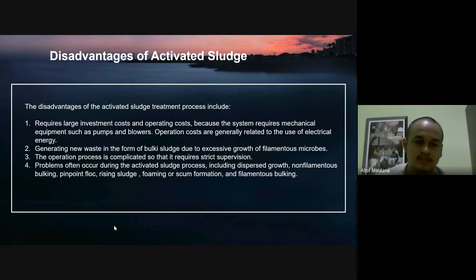Second, it generates new waste in the form of bulk sludge due to the excessive growth of filamentous microbes. Third, the operation process is complicated so it requires strict supervision. Fourth, problems often occur during the activated sludge process, including dispersed growth, non-filamentous bulking, pinpoint floc, rising sludge, foaming or scum formation, and filamentous bulking.